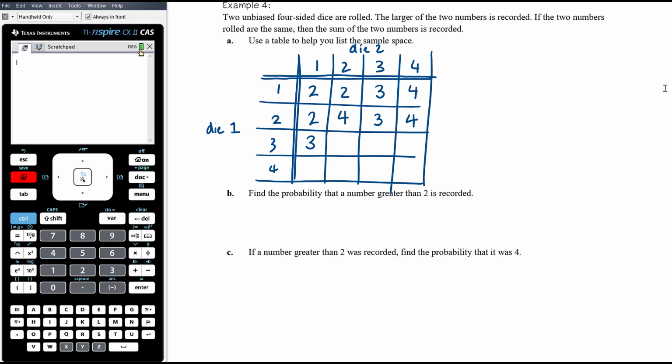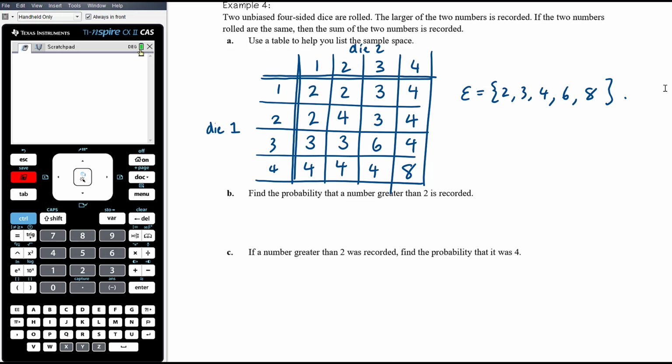3 and 1, the larger number is 3. 3 and 2, the larger number is 3. 3 and 3, I add them to get 6. 3 and 4, 4 is the larger number. 4 and 1, 4 is the larger number. 4 and 2, 4 is the larger number. 4 and 3, 4 is the larger number. 4 and 4, I get 8. So my sample space is going to be 2, 3, 4, 6, and 8. Not equally likely to happen. That's where the table's important, so I can see them as equally likely events.